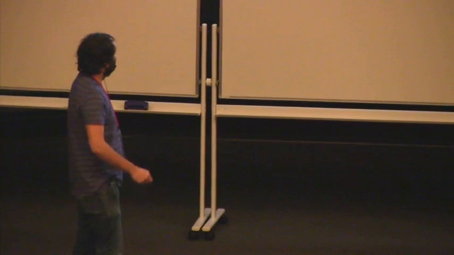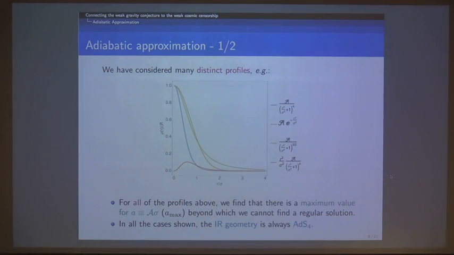Good. In all cases where the solution exists, the IR is AdS4. There's a good reason for that. Power counting explains that. It's just that all of these perturbations are irrelevant. Okay? So as you go to the IR, you still recover AdS4. But there's an amplitude above which you just can't find any stationary or static solutions. Good. So if you look at these profiles, they all decay faster than 1 over R.